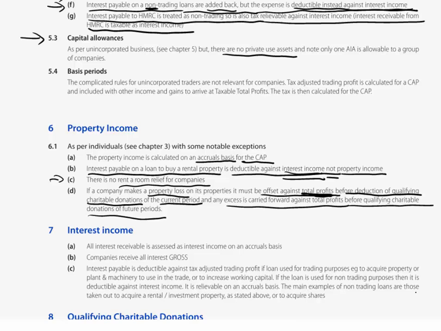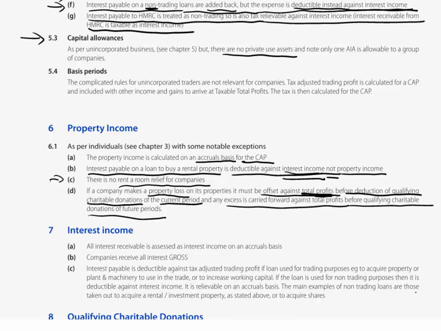No grossing up. Don't be tempted, therefore, when you see bank deposit interest receivable for the period £8,000. You think, oh, I don't even need a calculator. I can gross that up by 100 over 80 very easily in my head. Don't do it. That is already a gross figure. No grossing to be done. Interest income is received gross by companies.